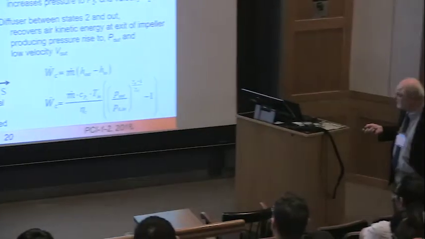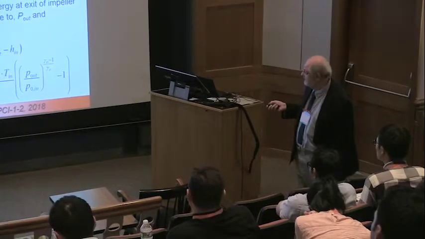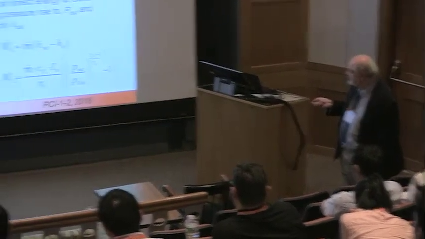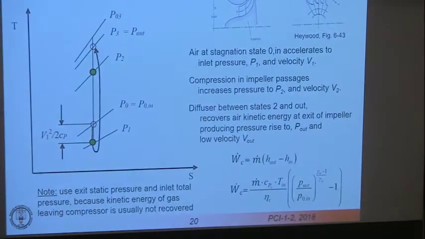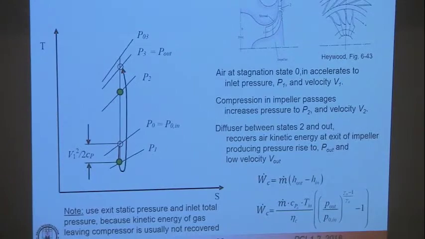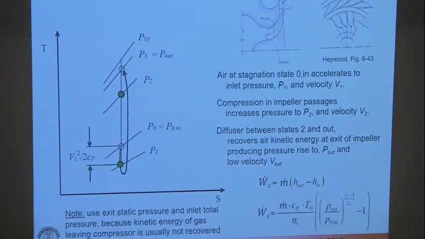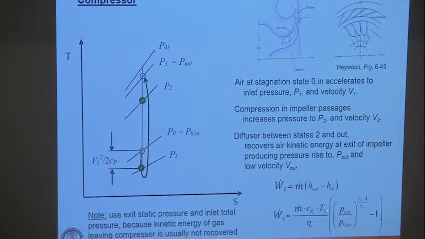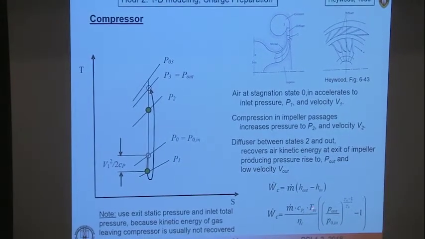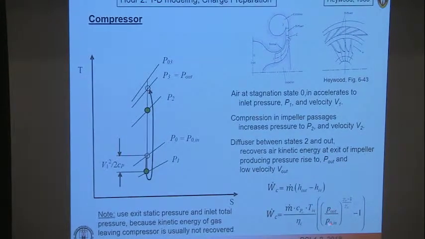So if you want to calculate the work required to drive the compressor, it would be the mass flow rate times the difference in enthalpies at the outlet stage and the inlet stage. And if I use my equations of state, the caloric equations and so on, I can relate that to the specific heat at constant pressure, the temperature at the inlet, the pressure at the outlet, the stagnation pressure at the inlet, and the ratio of the specific heats.